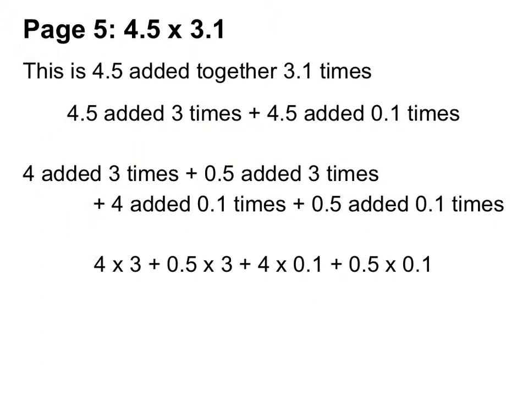So now what I've done is I've broken this into 4 smaller multiplications. 4 added 3 times is the same as 4 times 3. A half added 3 times is the same as a half times 3.